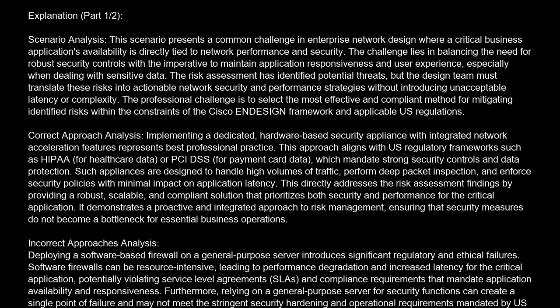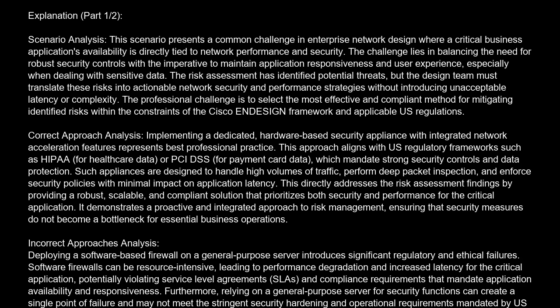regulations. Correct approach analysis. Implementing a dedicated, hardware-based security appliance with integrated network acceleration features represents best professional practice. This approach aligns with U.S. regulatory frameworks such as HIPAA for healthcare data or PCI DSS for payment card data, which mandate strong security controls and data protection. Such appliances are designed to handle high volumes of traffic, perform deep packet inspection, and enforce security policies with minimal impact on application latency. This directly addresses the risk assessment findings by providing a robust, scalable, and compliant solution that prioritizes both security and performance for the critical application.